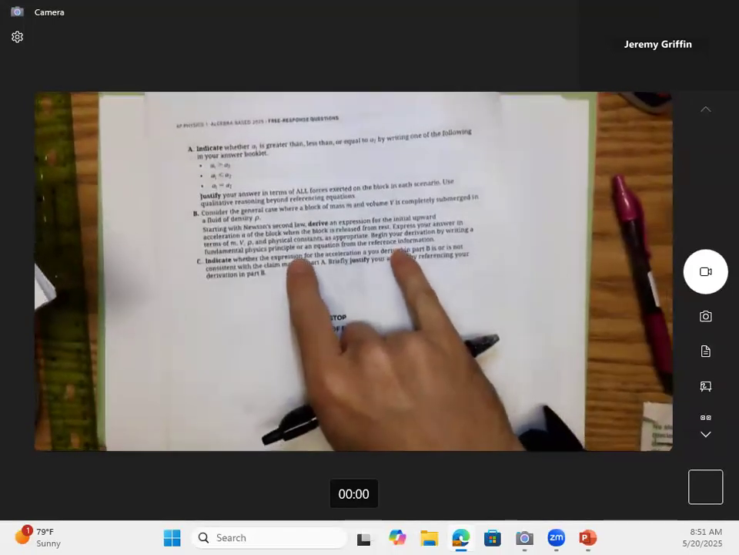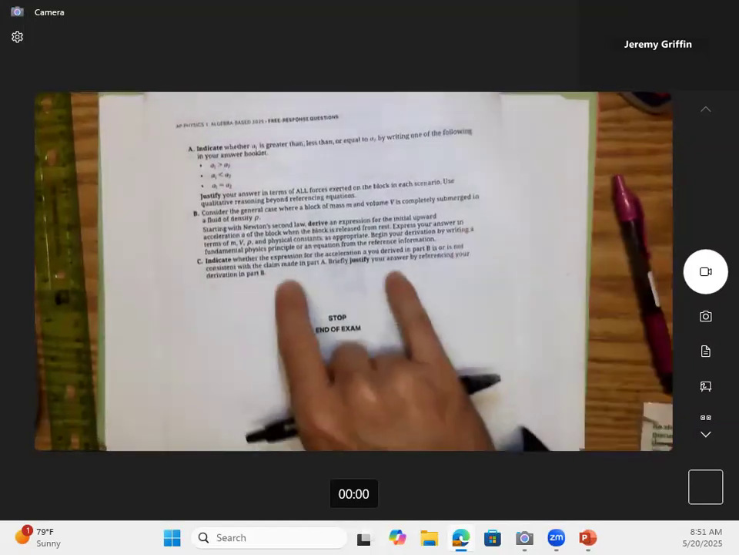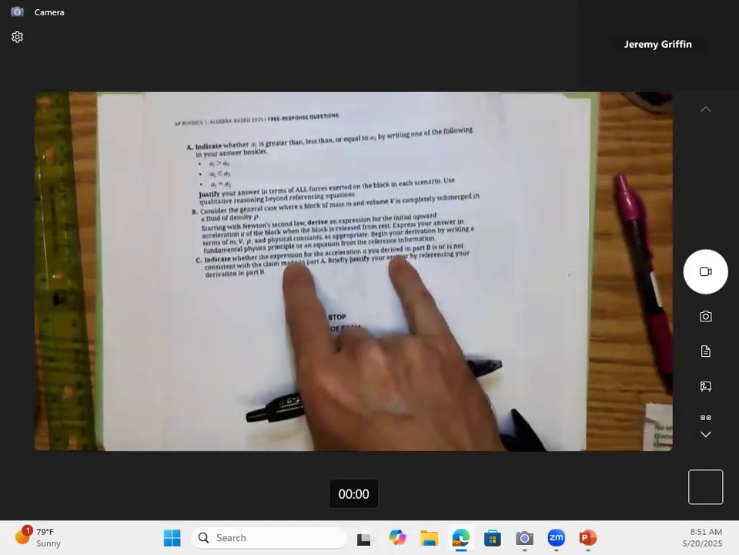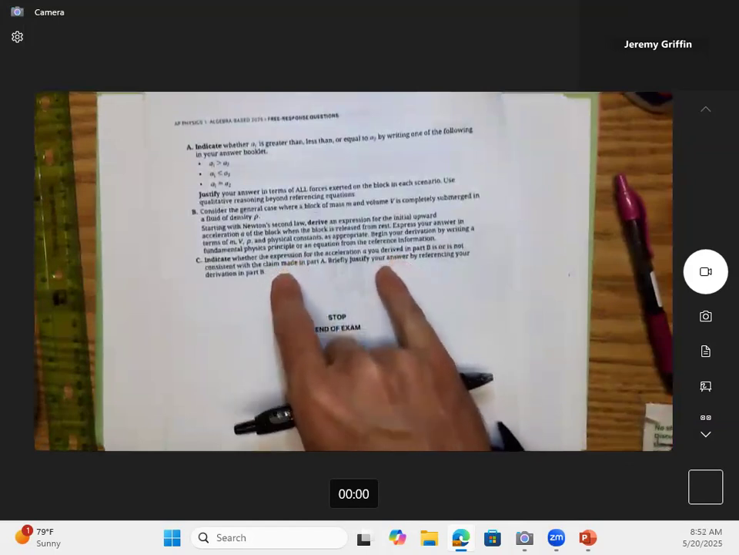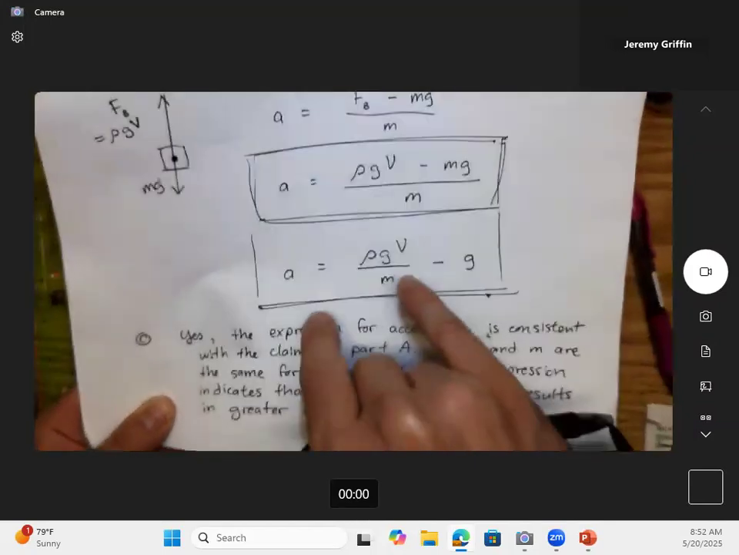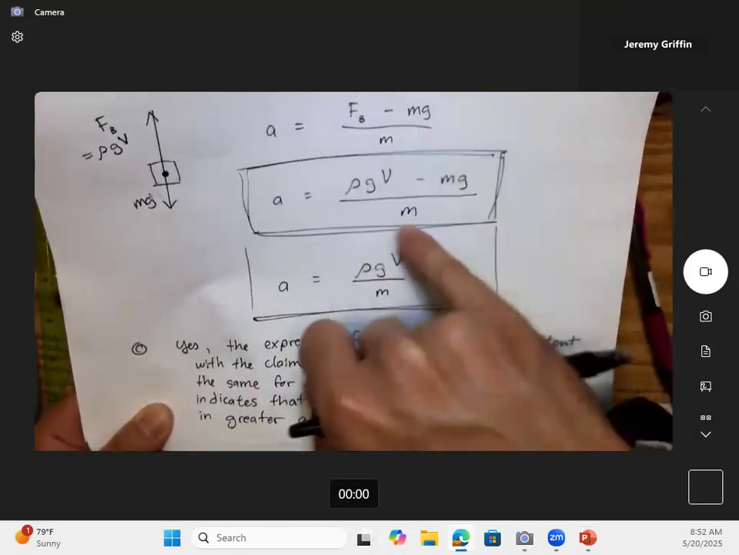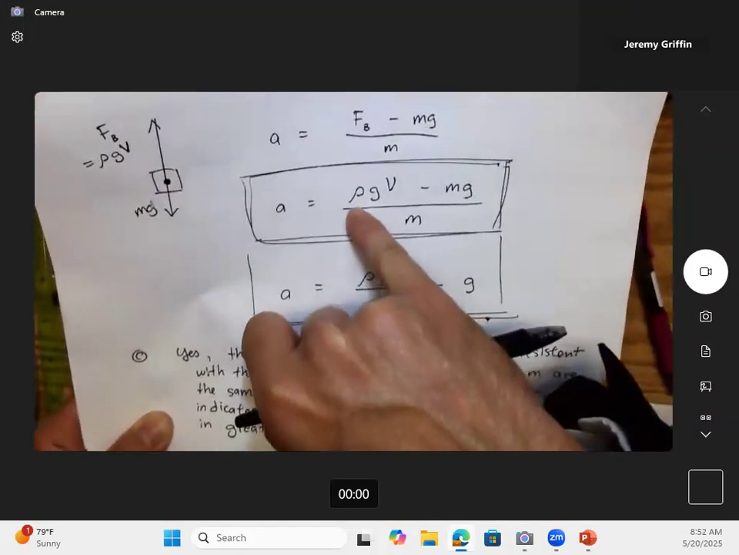So that should be part B. Then part C: indicate whether the expression for acceleration you derived in part B is consistent with the claim you made in part A. Again, you guys have seen lots of these. Ideally, the answer is yes, and that would be the case here too. And then how could you point to this equation to back that up? Maybe here's one way to say it.